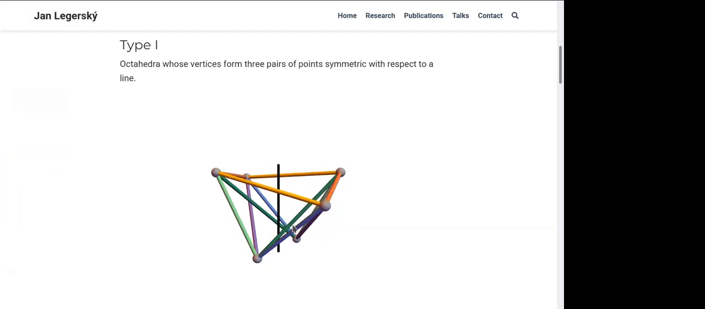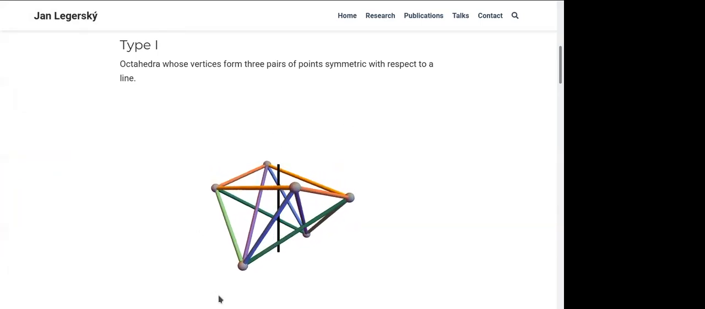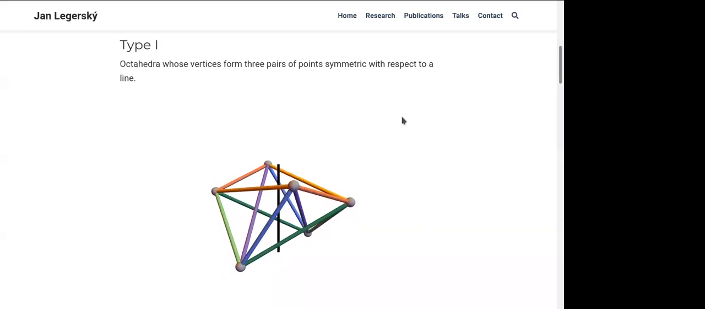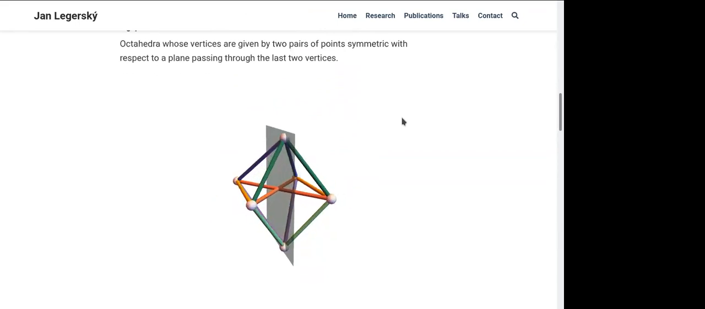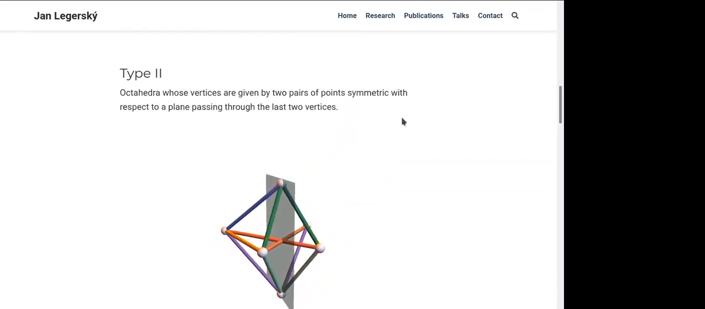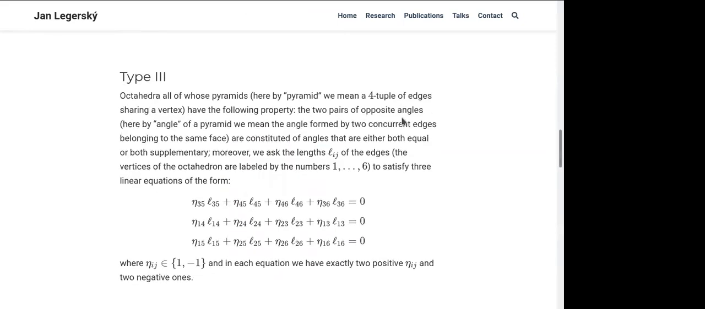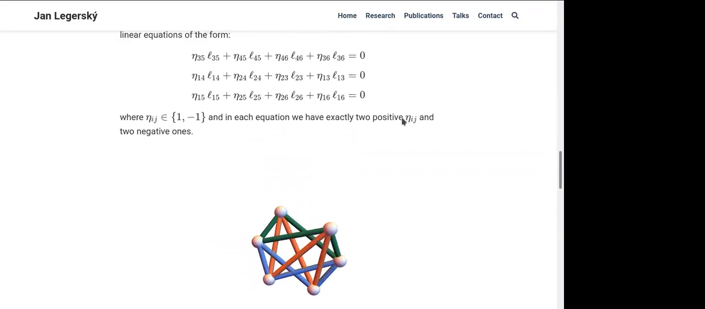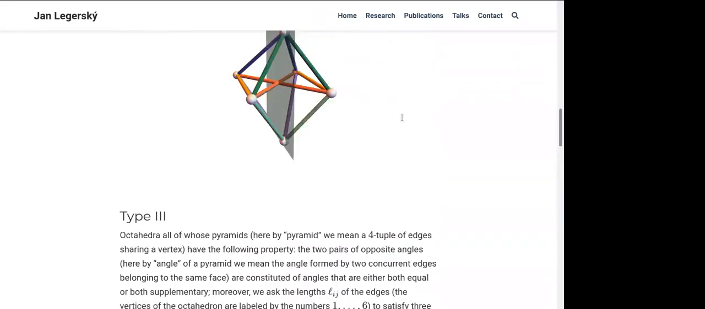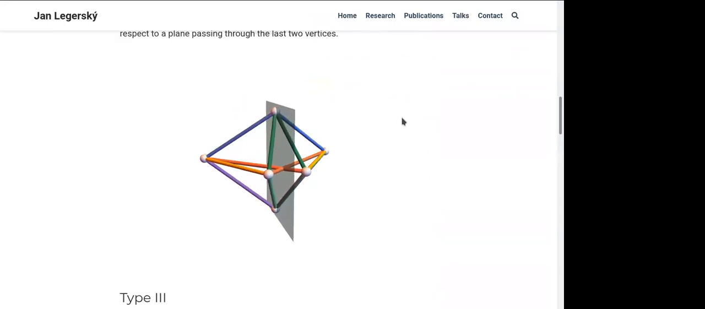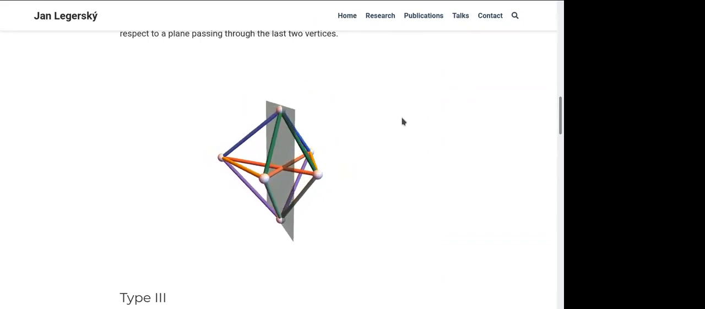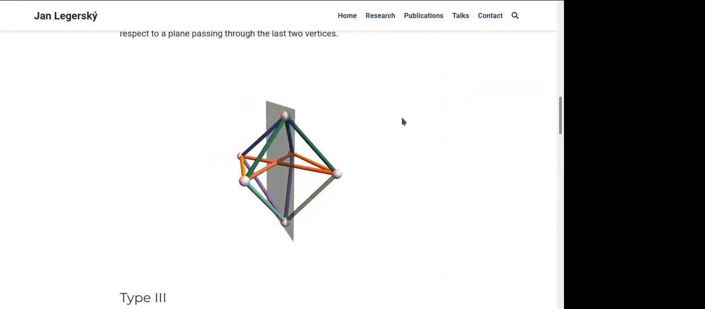where animations are provided, and I hope you see now. So this is a type 1 octahedron, so a line symmetric one. Here you see the symmetry line in black. This is a type 2. This is a plane symmetric octahedron, and then there is a type 3, so the most maybe mysterious ones. But I would like, since we have the pictures here, to focus on one aspect, namely this condition about the sum of the lengths of the edges along one of the 4-cycles.